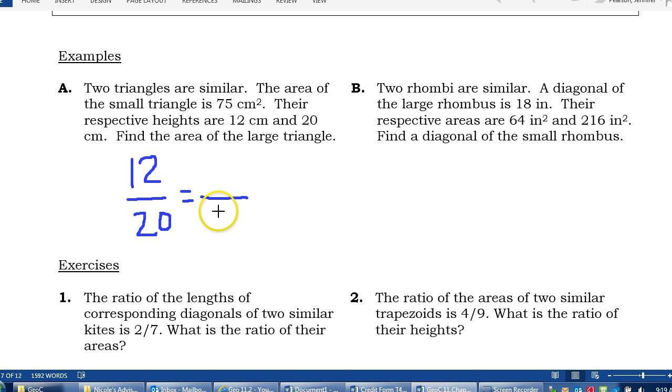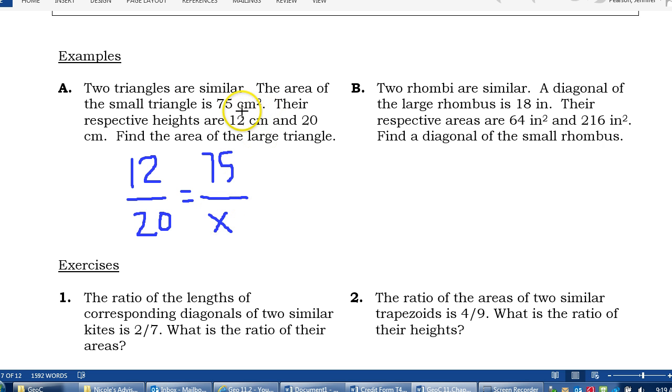On my next fraction, it tells me the area of the small triangle is 75 square centimeters. So I'm going to put that on the top of the fraction. I know that this is the smaller height, so I want the smaller area to go with the smaller height. Here's the larger height, so I want the larger unknown area to go with the larger height.